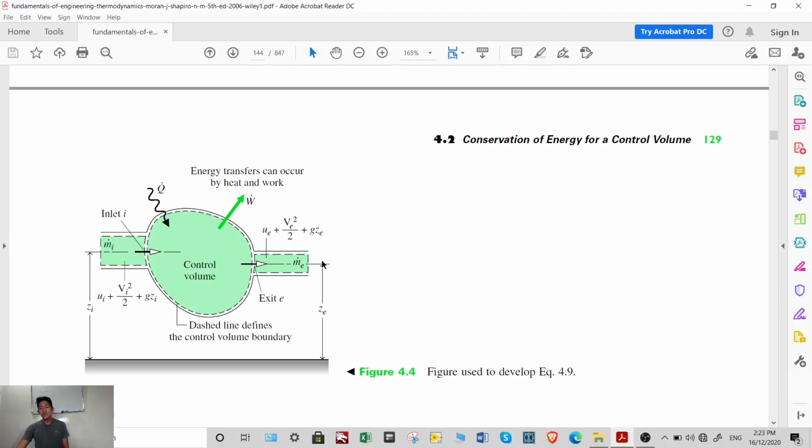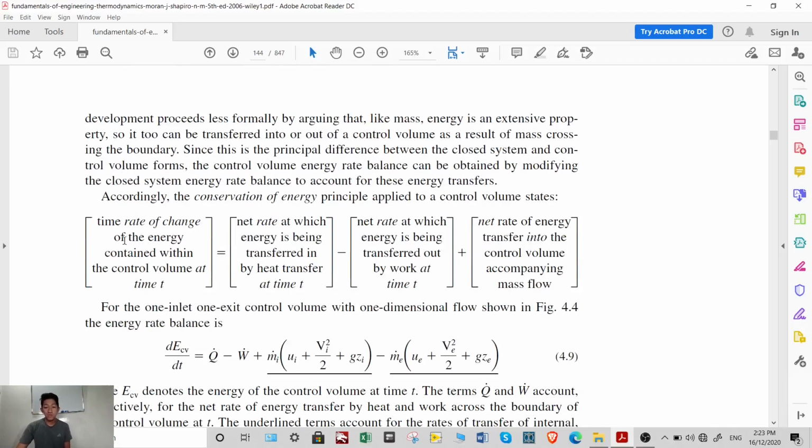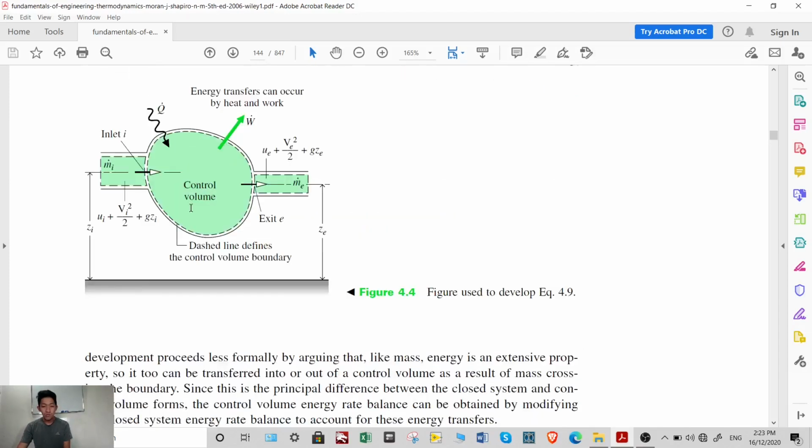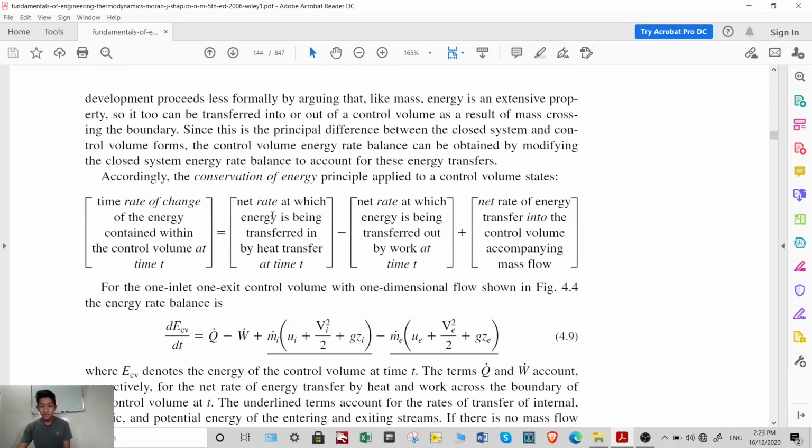Okay? So kung ato ni siyang i-summarize. For a control volume, the time rate of change of energy within the control volume, kung unsa ang change sa energy diri, is just equal to the net rate at which energy is being transferred in by heat transfer minus the net rate at which energy is being transferred out by work plus the net rate of energy transfer into the control volume accompanying mass flow. Okay, so in equation 4.9.